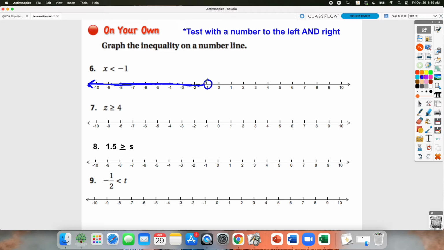Alright, number 7, z is greater than or equal to 4. So where is my circle going to go on my graph? On the 4. Addie, is it going to be an open or a closed circle? Yeah, it's going to be closed because it's greater than or equal to. So, I have a closed circle on 4. And then, do I need to shade the numbers to the left of 4 or to the right of 4? Right. To the right, because I want all the numbers that are greater than or equal to 4.